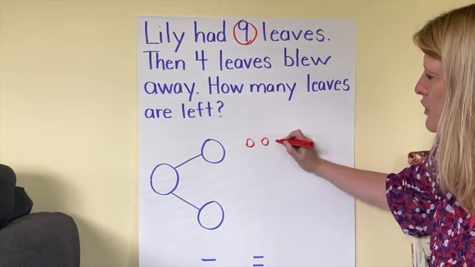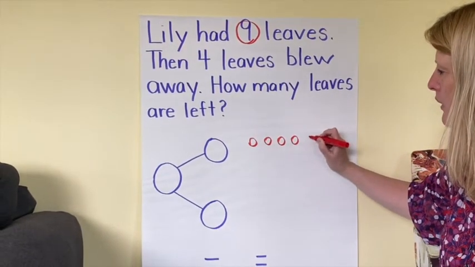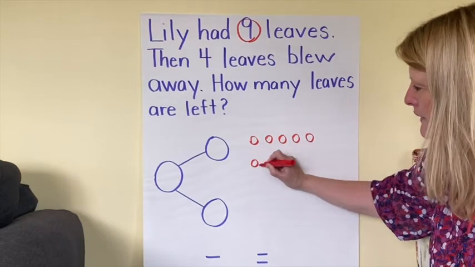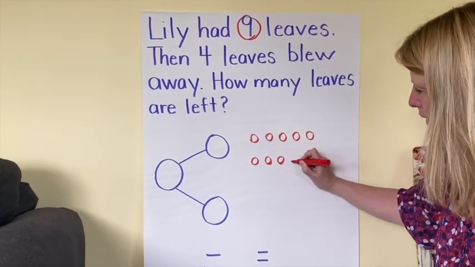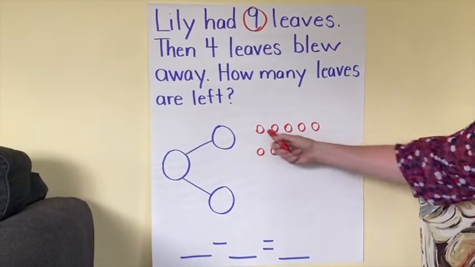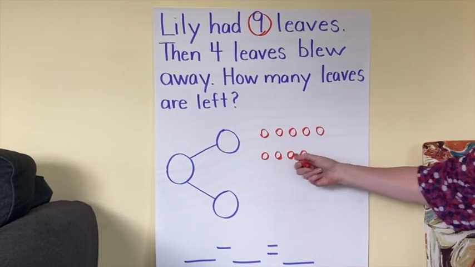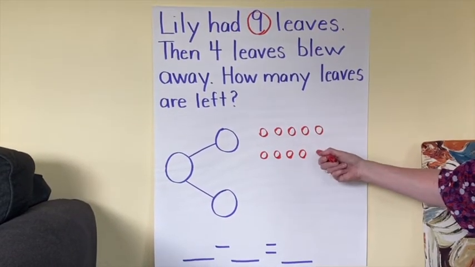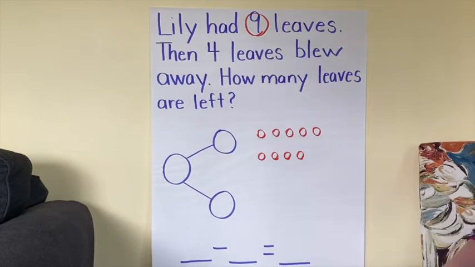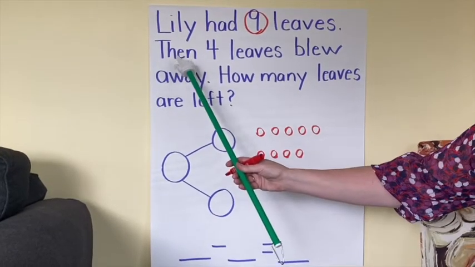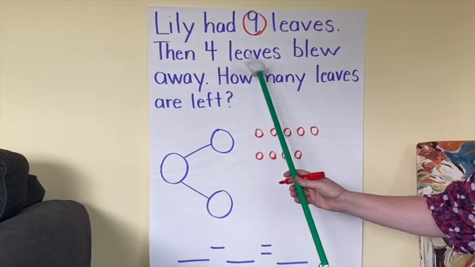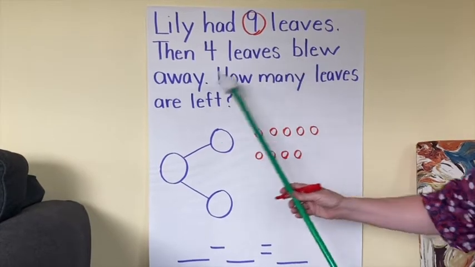1, 2, 3, 4, 5, 6, 7, 8, 9. Just like a 10 frame. 5 on top, 5 on bottom. But one's missing because I only wanted 9. It says, read with me, then 4 leaves blew away.